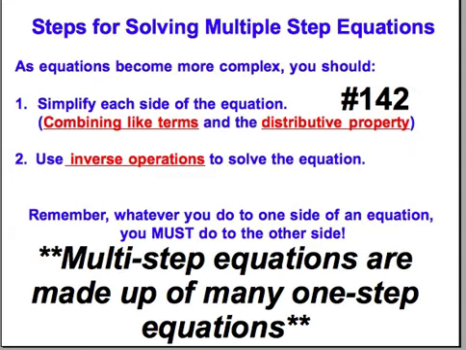Multi-step equations may look scary, but really they're made up of many one-step equations. As the equations become more complex, just remember the first thing you need to do is simplify each side of the equation, which requires combining like terms and the distributive property. Then you use inverse operations to isolate the variable and solve the equation. Whatever you do on one side of the equation, you have to do on the other side.